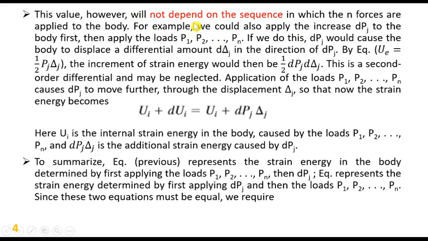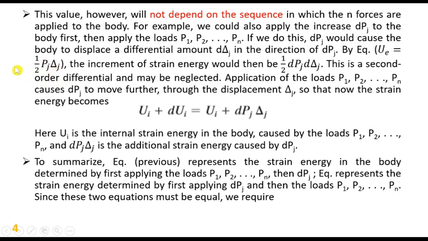This value, however, will not depend on the sequence in which the n forces are applied to the body. So it is irrespective of sequence, whether we apply the first force and then dPj, or first the differential dPj and then these loads. For example, we could also apply the increase dPj to the body first, then apply the loads P1, P2 and Pn. If we do this, dPj should cause the body to displace a different amount d delta j in the direction of dPj, by the equation Ue is equal to half P into delta, where P is force and that is displacement.